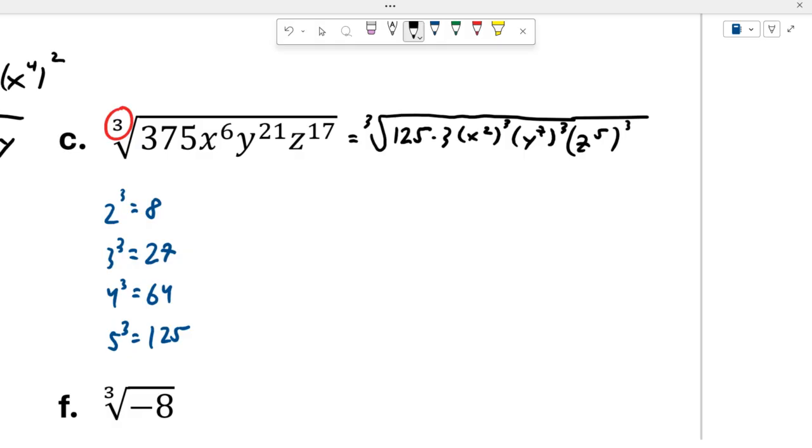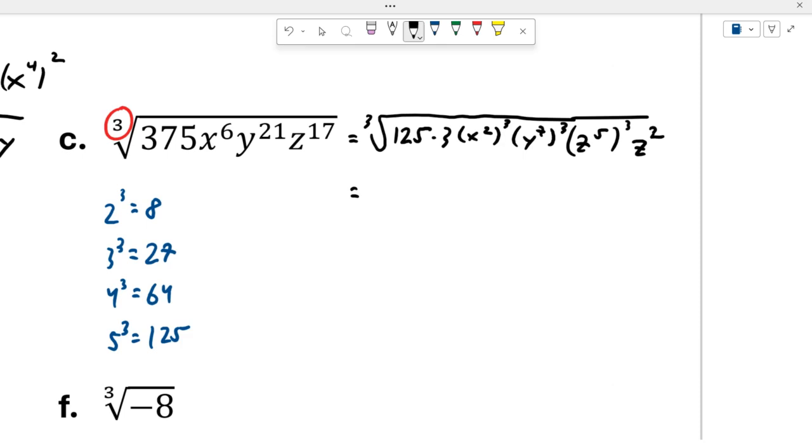So this is the maximum amount of z's that I can cram into this cluster, and that takes care of 15 of them. But notice that I would still have two z's left over, right? So I need that z to the 2nd that's going to be trapped underneath the cube root. All right, so now I'm going to start pulling stuff out from underneath the cube root.